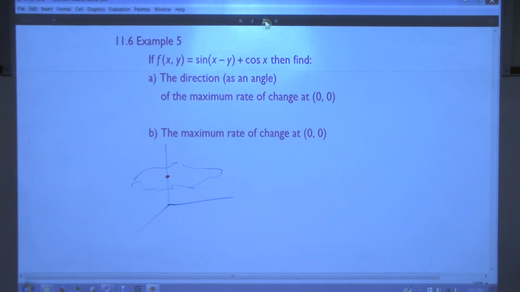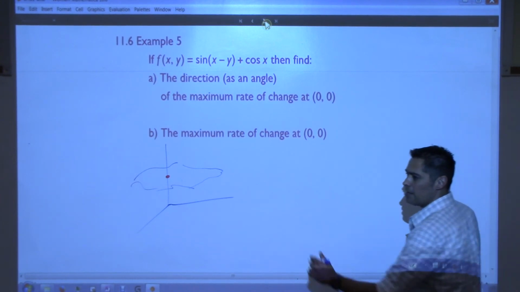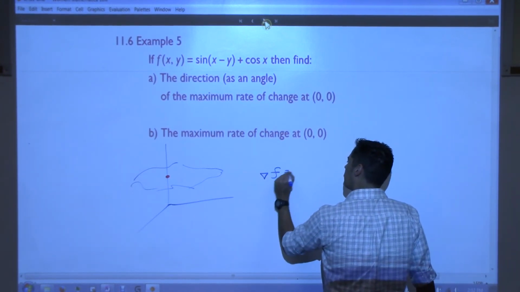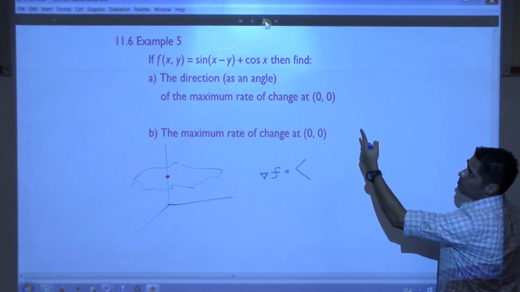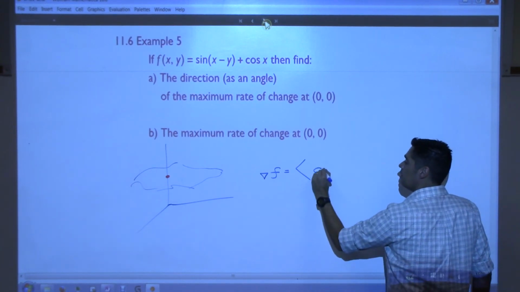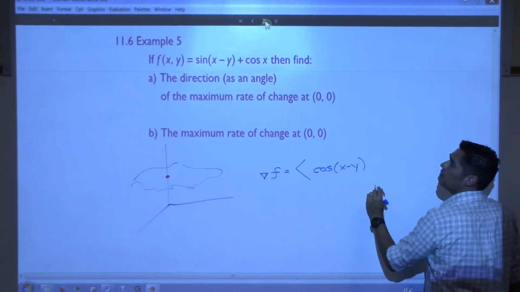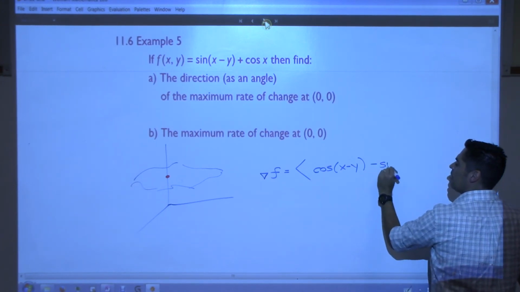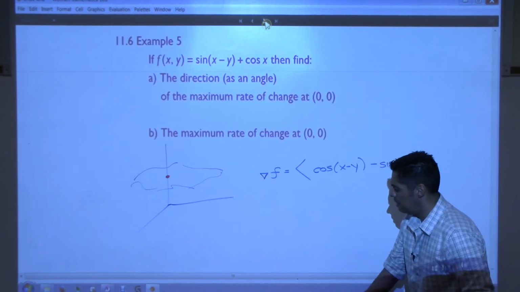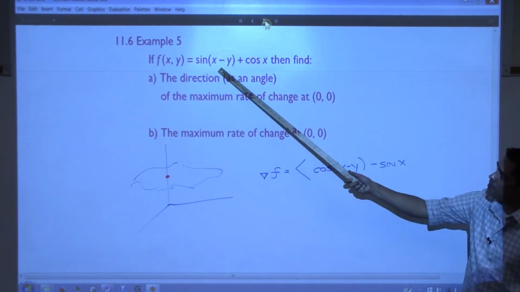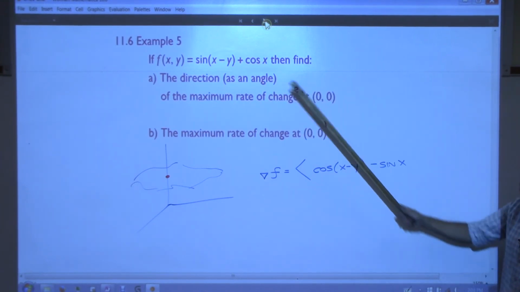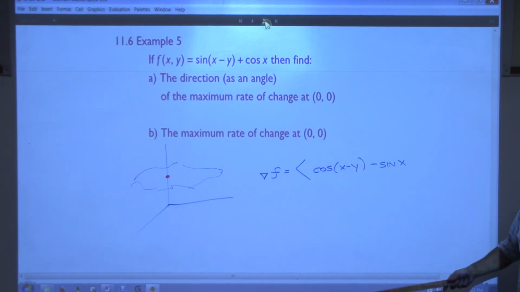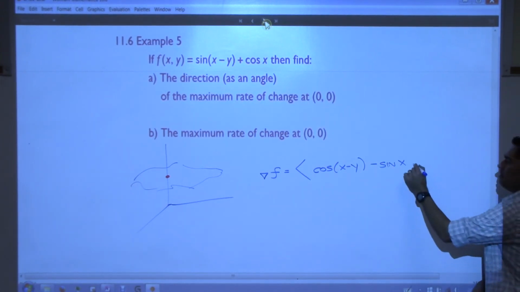What do I have to do? I just have to find the gradient. That's all I have to do. Okay? So what's the gradient of f? Well, it's the partial with respect to x, which is cosine(x minus y) minus sine x. So you have to do the derivative of each of those. The derivative of sine(x minus y) is cosine(x minus y), and the derivative of the inside is just 1, plus the derivative of cosine x, which is negative sine x. So that gives you this. That's your partial with respect to x.